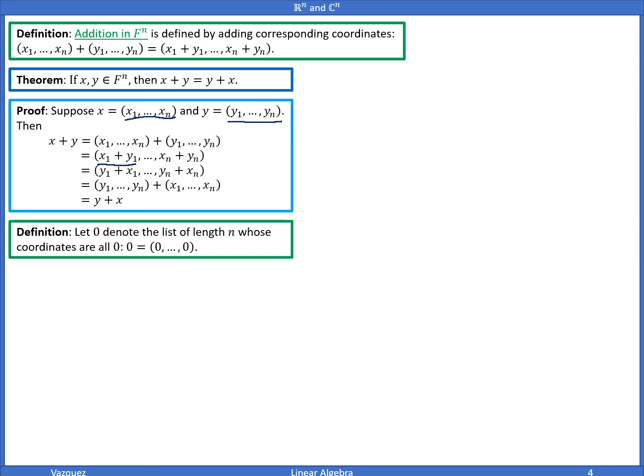Here, 0 denotes the list of length n whose coordinates are all 0. So this right here represents a list, and these zeros right here represent real or complex numbers. Those zeros are not the same. One's a list, one's a number. But that's how we denote 0 for lists. It's just a list of all zeros. And I'm going to erase this, just to have more space. We're going to have a few drawings here.